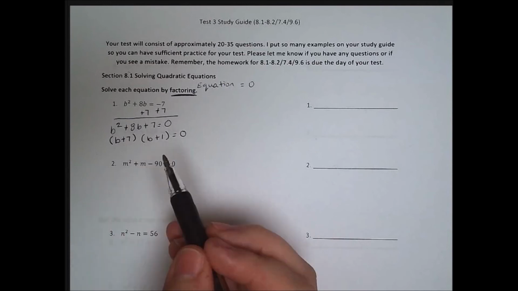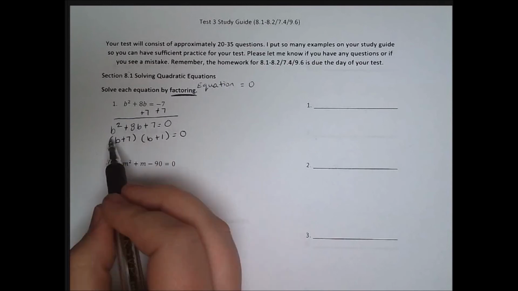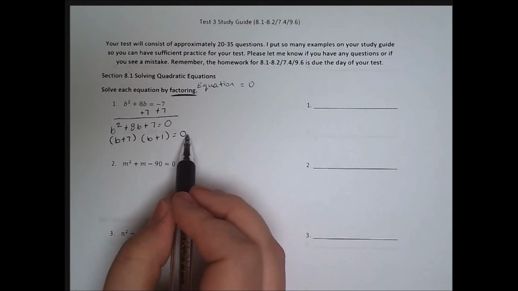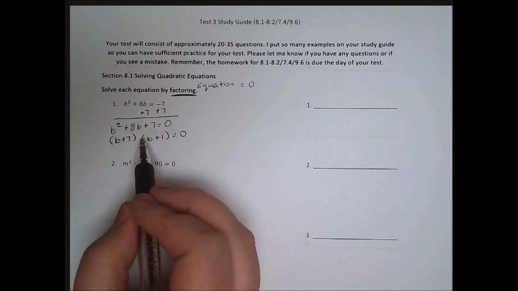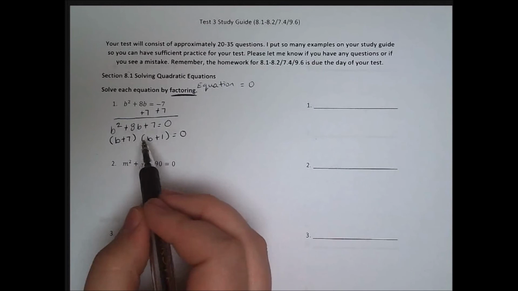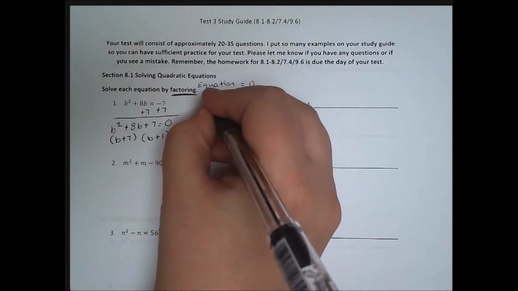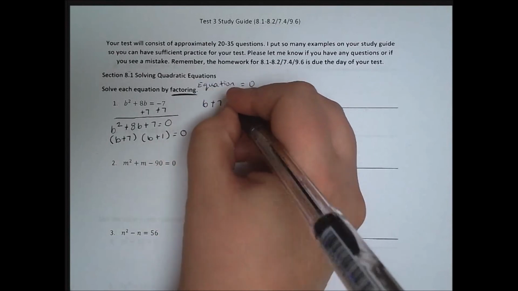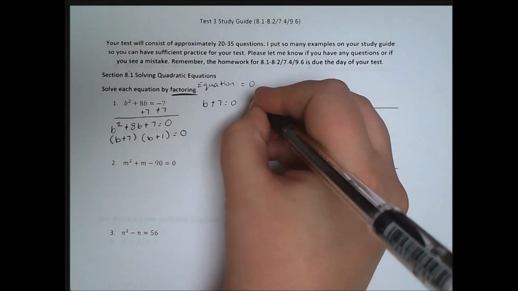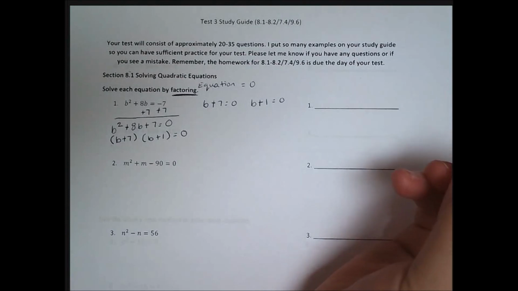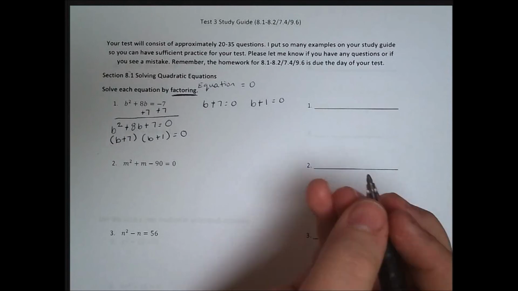And what we discussed in class is that if we have a number times another number, the only way we can get 0 is if one of these two numbers is a 0. So what we can do is cover all of our bases and set b plus 7 equal to 0 and b plus 1 equal to 0. We can solve them both, and that would give us our answer for number 1.